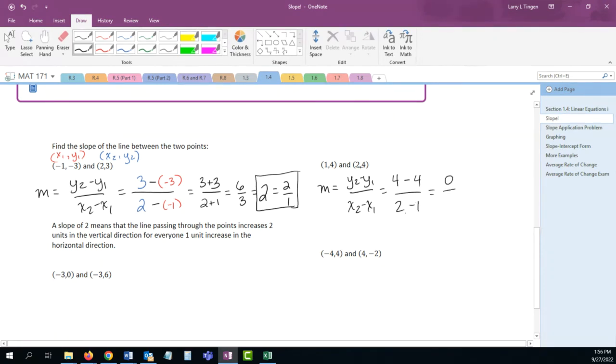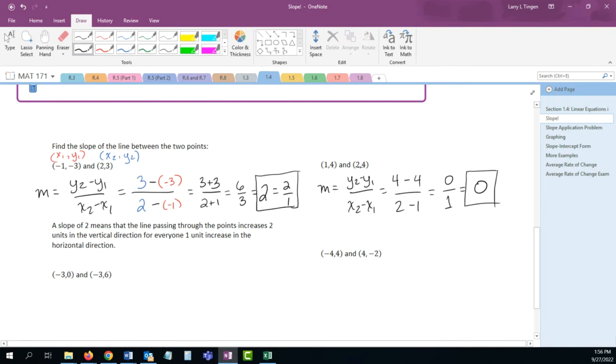4 minus 4 is 0. 2 minus 1 is 1. 0 in the numerator is absolutely fine. All right? So a slope of 0 divided by 1 is just 0. So my slope is 0.